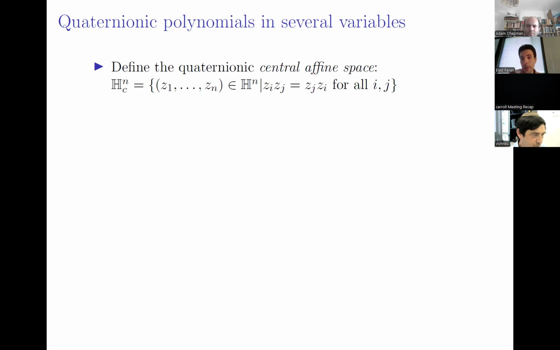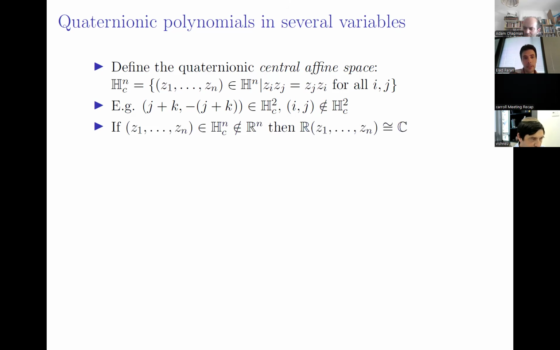This leads me to the following definition. We shall define the quaternionic central affine space to be the set of tuples of n quaternions where all of the coordinates commute. So for example, j plus k and minus j plus k is a point in this space, but i and j is not. Now you can easily see that if you have a point in this space which is not a real point, then the subalgebra of the quaternions generated by the coordinates over R is just a copy of the complex numbers.